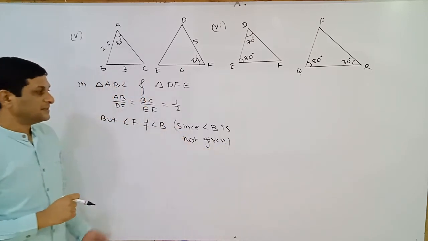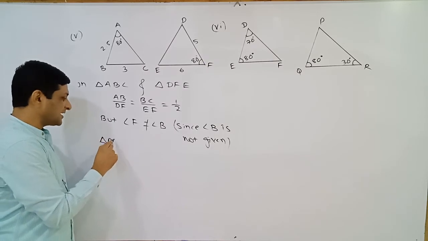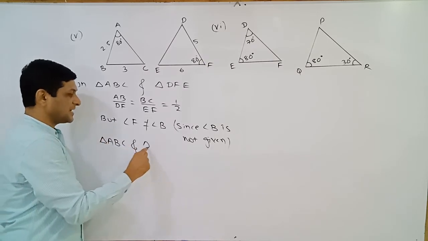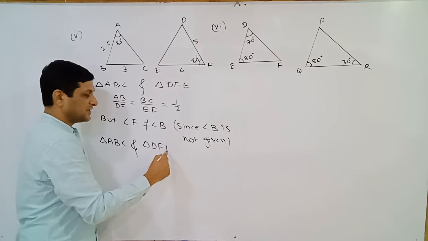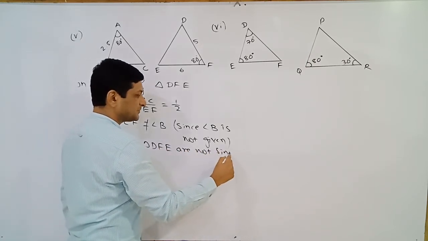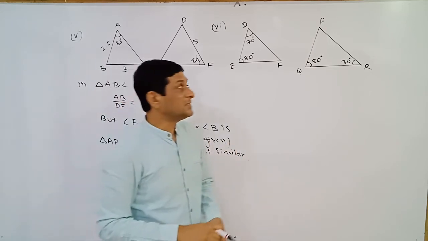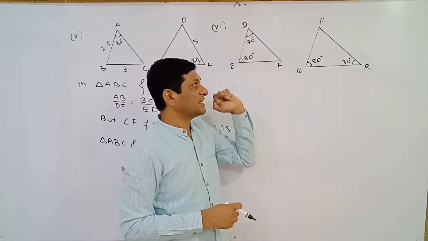Okay. And that's why we can say that these two triangles are not similar. So therefore triangle ABC and triangle DFE are not similar. Now consider the second example. In the second example, two angles of a triangle are given to us.